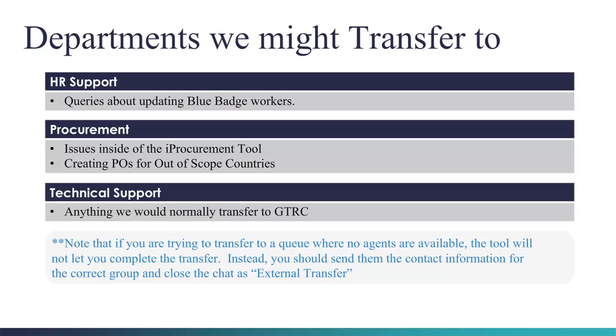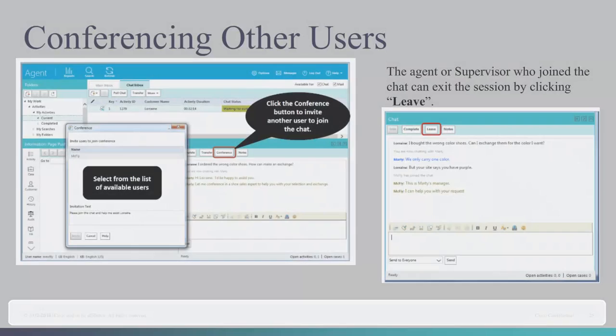Please note that if you are trying to transfer to a queue where no agents are available, the tool will not let you complete the transfer. Instead, you should send them the contact information for the correct group and close the chat as an external transfer.